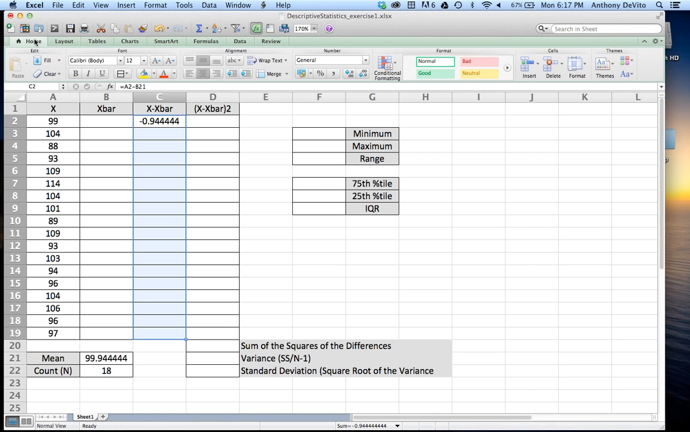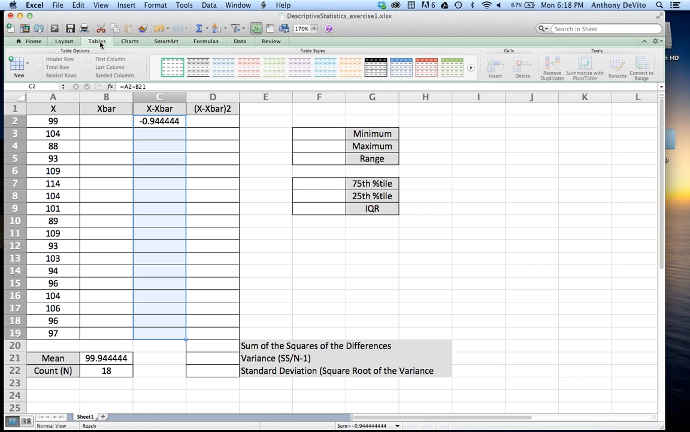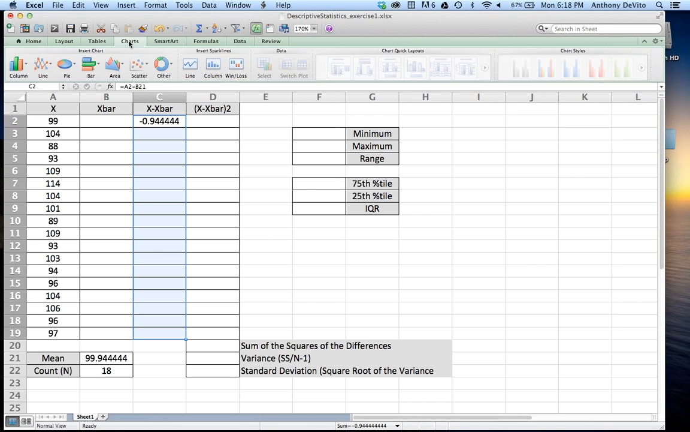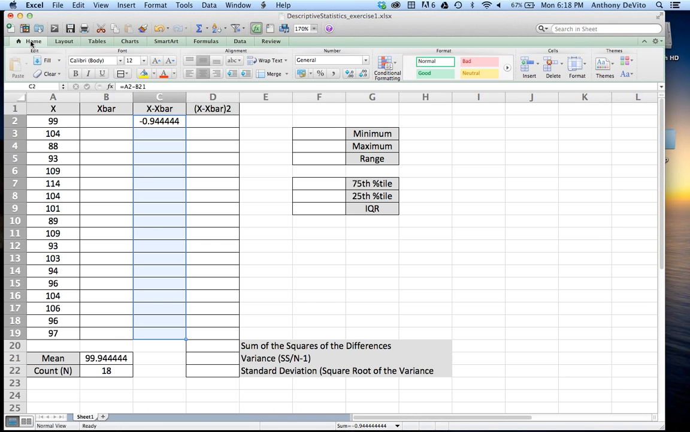Microsoft uses these ribbons instead of drop menus now. They got away from drop menus a few years ago. So it uses these ribbons. You'll find different functions in different ribbons. If we're going to draw a chart, you have to go over to the chart ribbon. But in the home ribbon, you're going to find most of the basic ones that you're going to use with Excel.